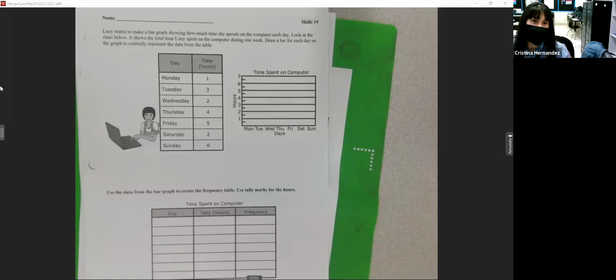Lucy wants to make a bar graph showing how much time she spends on the computer each day. We should have done that with y'all because y'all spend a lot of time on the computer now. Look at the chart below. It shows the total time Lucy spent on the computer during 1 week. Draw a bar for each day on the graph to correctly represent the data from the table.